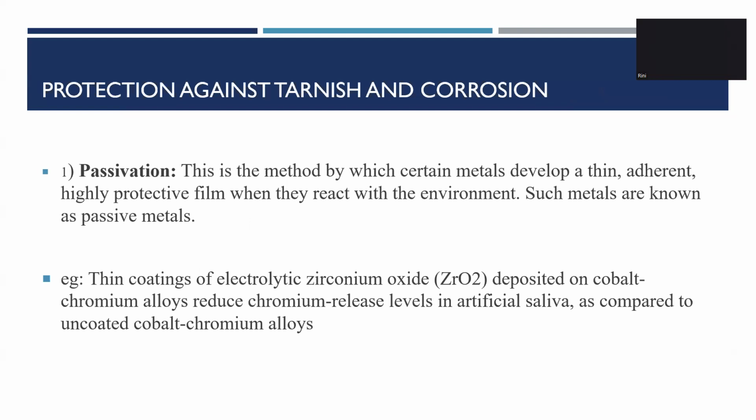The first one is passivation. It is a method by which certain metals develop a thin, adherent, highly protective film when they react with the environment. Such metals are known as passive metals. Examples include thin coatings of electrolytic zirconium oxide, which is deposited on cobalt chromium alloy, reducing chromium release levels in artificial saliva as compared to uncoated cobalt chromium alloys.